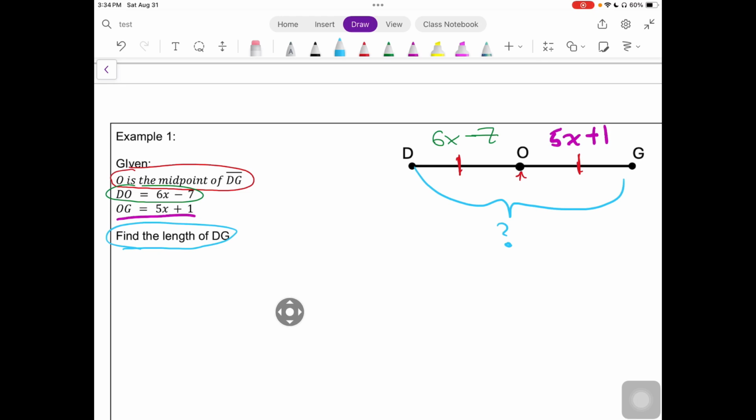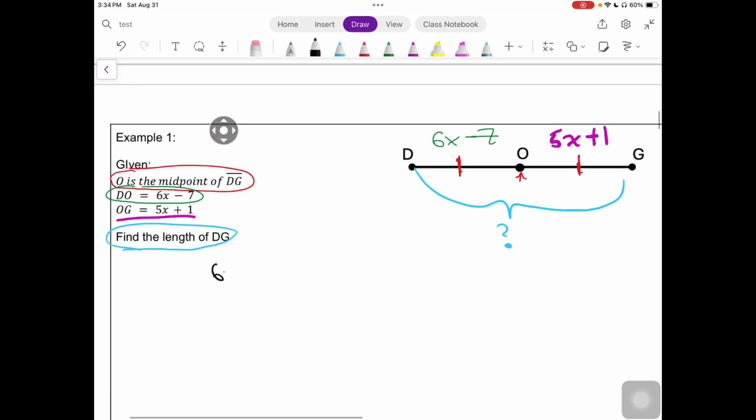So we don't have an equation that we can set up where the two smaller sides add up to the third. What we're going to do instead is use that midpoint definition, and these marks over here that tell us 6x minus 7 is going to equal 5x plus 1. So our equation is going to be a little different here. We have 6x minus 7 equals 5x plus 1. Now, we're going to solve this using our algebra rules.